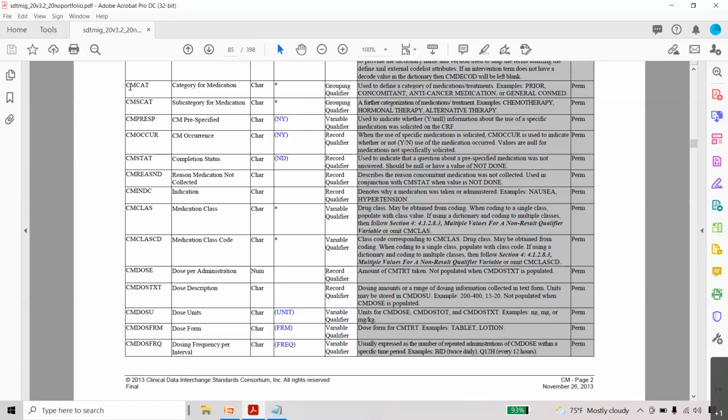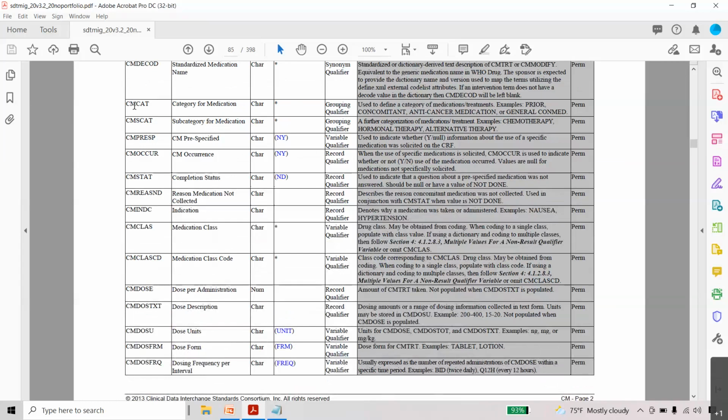Next one is the CM category, the category of the medication. For example, the subject is taking aspirin in CMTRT, and the CMDECOD is acetylsalicylic acid, and the CM category we can see as prior concomitant medication, or prior/concomitant medication. So based on the category, we can see that value.